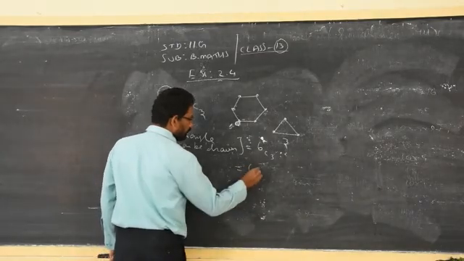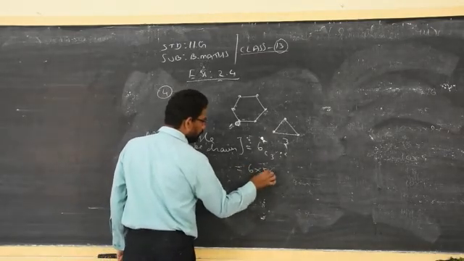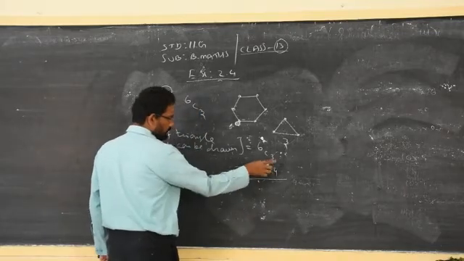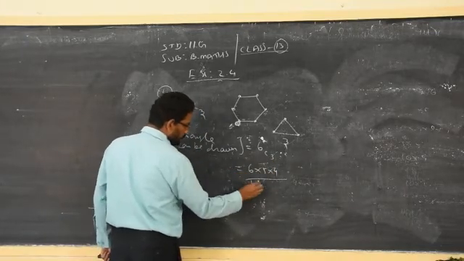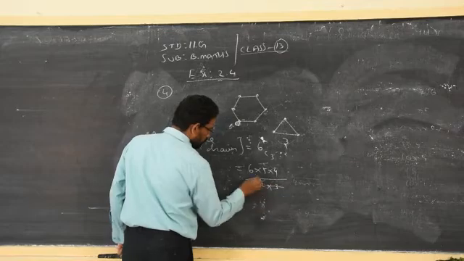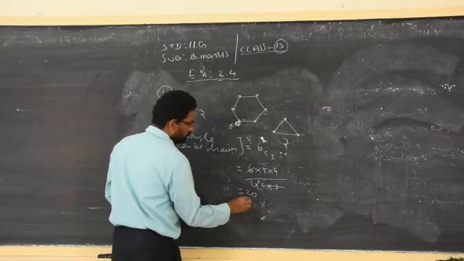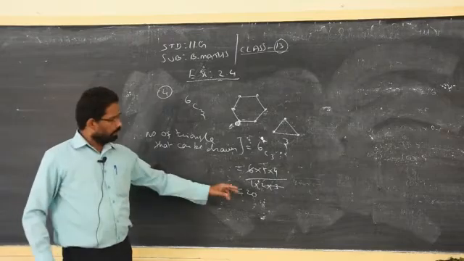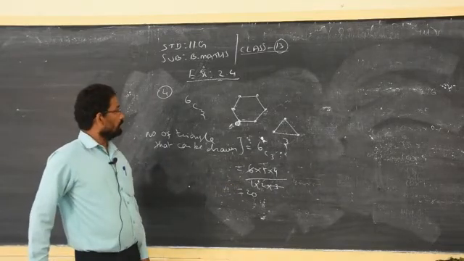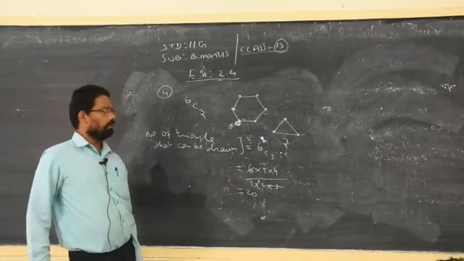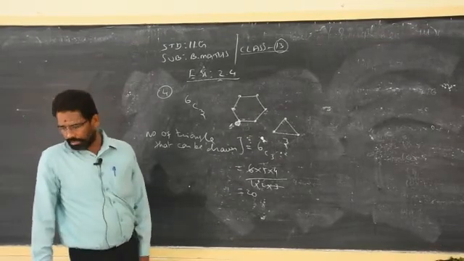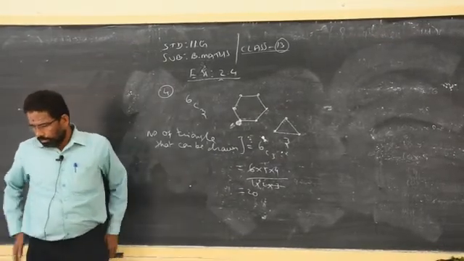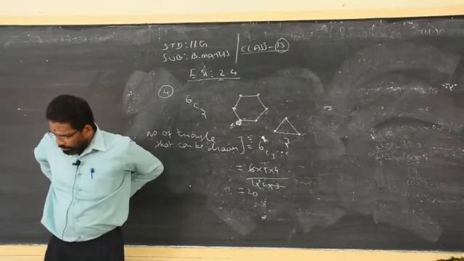You know how to expand 6C3. 6 into 5 into 4, and for the 3 you write the numbers in ascending order, 1 into 2 into 3. Straight away cancel. 5 fours are how much? 20. So how many triangles can you draw in the hexagon? 20 triangles. Order is not necessary. Clear?